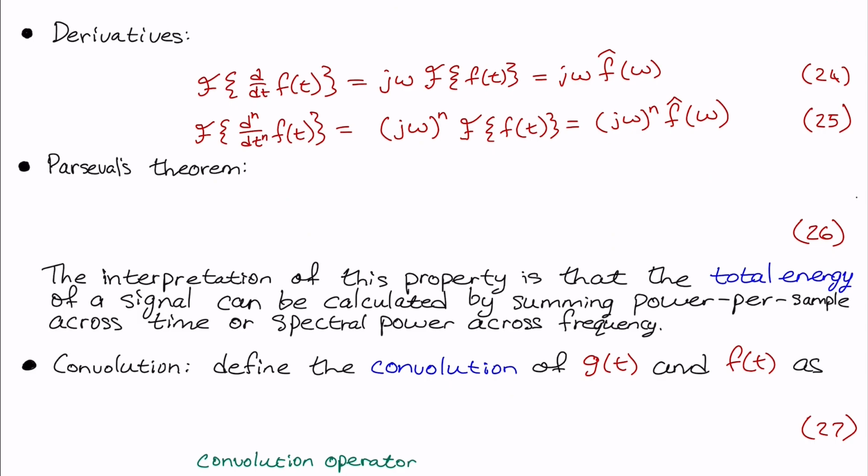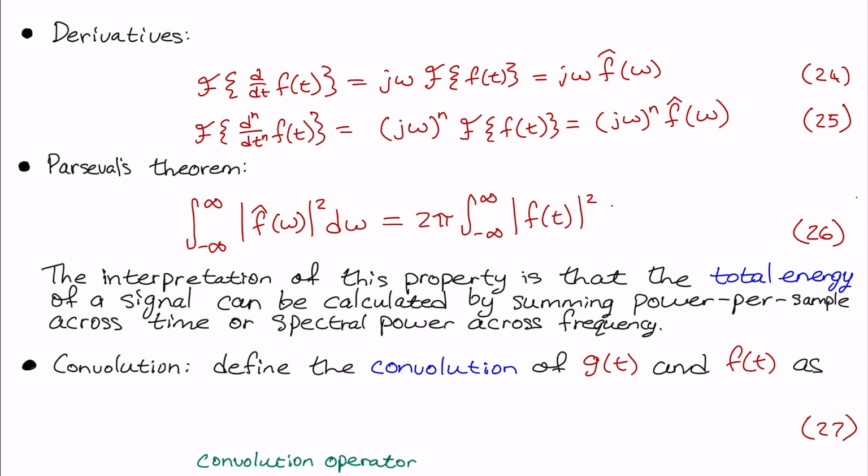Okay, so we'll briefly talk about Parseval's theorem, then we're going to look at convolution. And convolution is a really important one because it pops out when we deal with the wavelet transform. But starting with Parseval's theorem, this simply says that the integral from minus infinity to infinity of the magnitude of f hat omega, that magnitude squared d omega, is equal to 2 pi times the integral from minus infinity to infinity of the magnitude of f of t, that magnitude squared, dt.